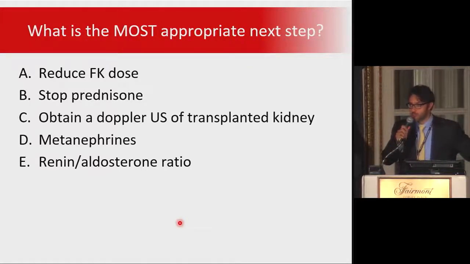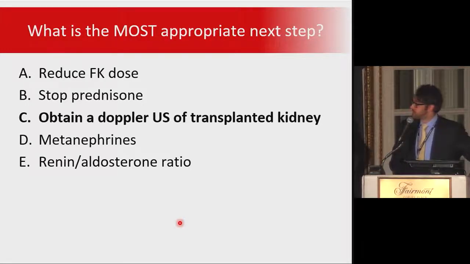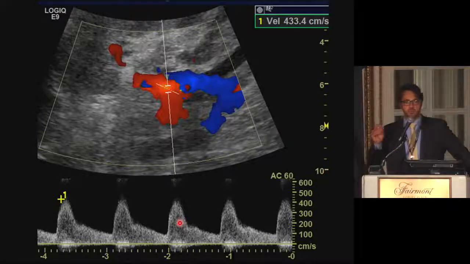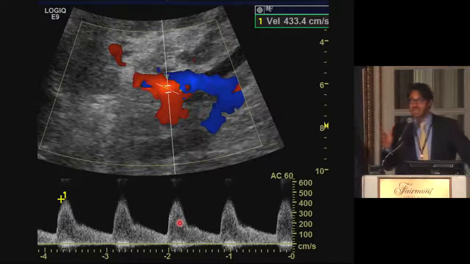Get an ultrasound, okay. Anybody else? No? Okay, so that's the correct answer. So why do we get an ultrasound? Renal artery stenosis is one of the most common early complications post-transplantation that can lead to very refractory hypertension. That occurs within the first 3 months to 2 years after transplant. So she's exactly in that period.